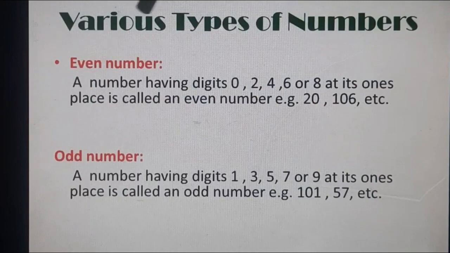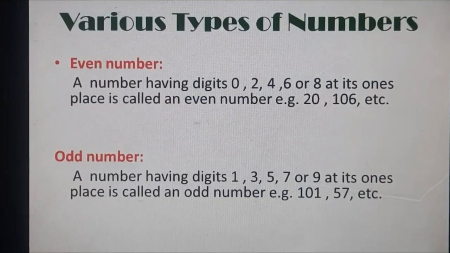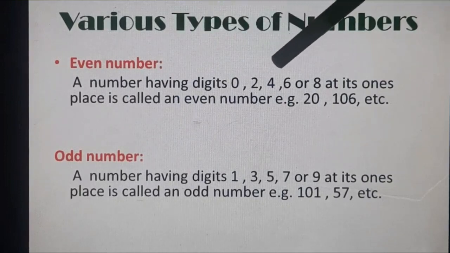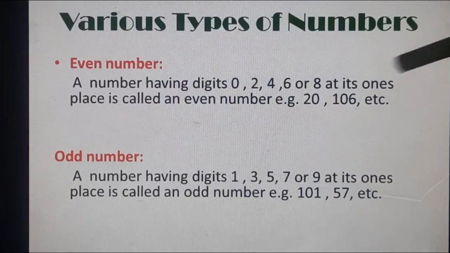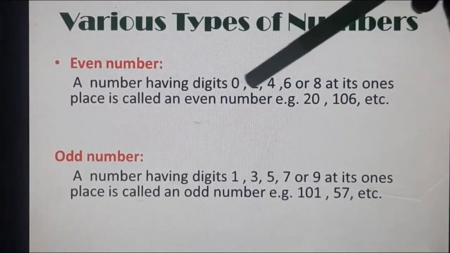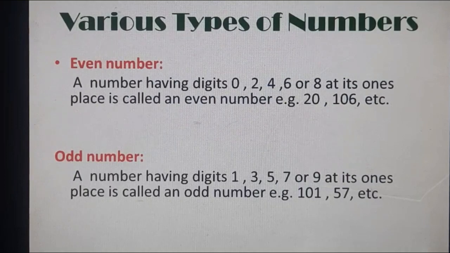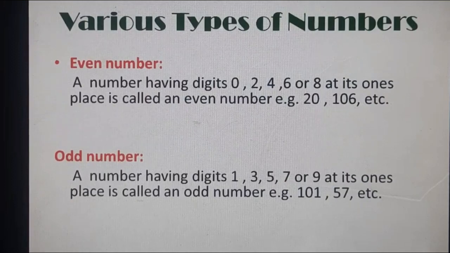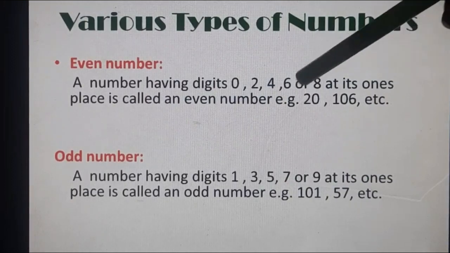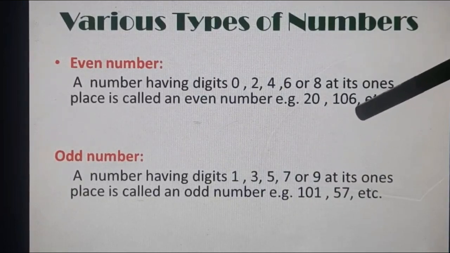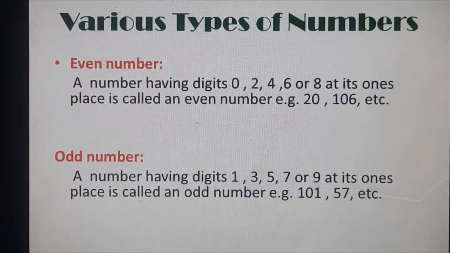Now we will study about various types of numbers. First is even number. A number having digits 0, 2, 4, 6 or 8 at its ones place is called an even number. If we want to tell about a number, is it even or not, we have to check its ones place. If ones place is containing 0, 2, 4, 6 or 8, then it is an even number. For example, 20, ones place is containing 0. 106, ones place is containing 6. So these are the examples of even numbers.